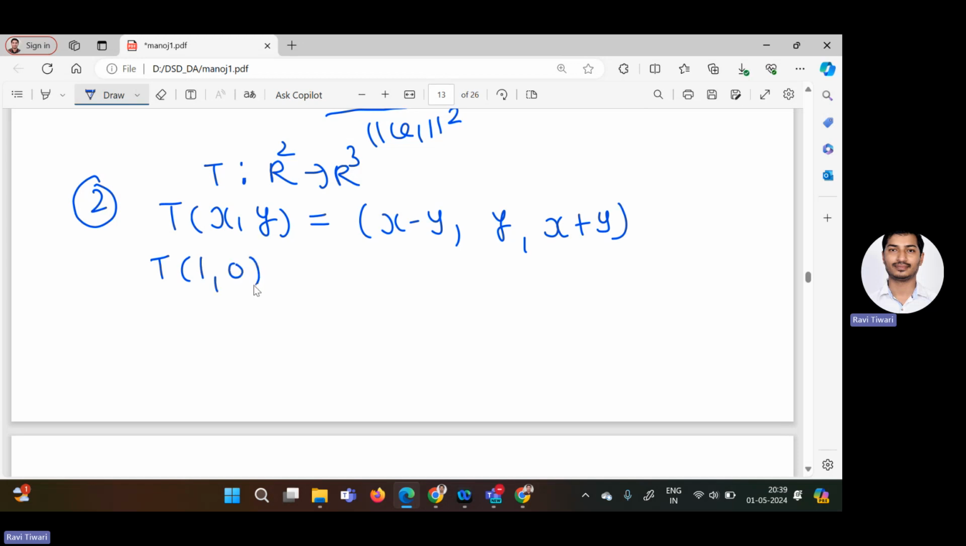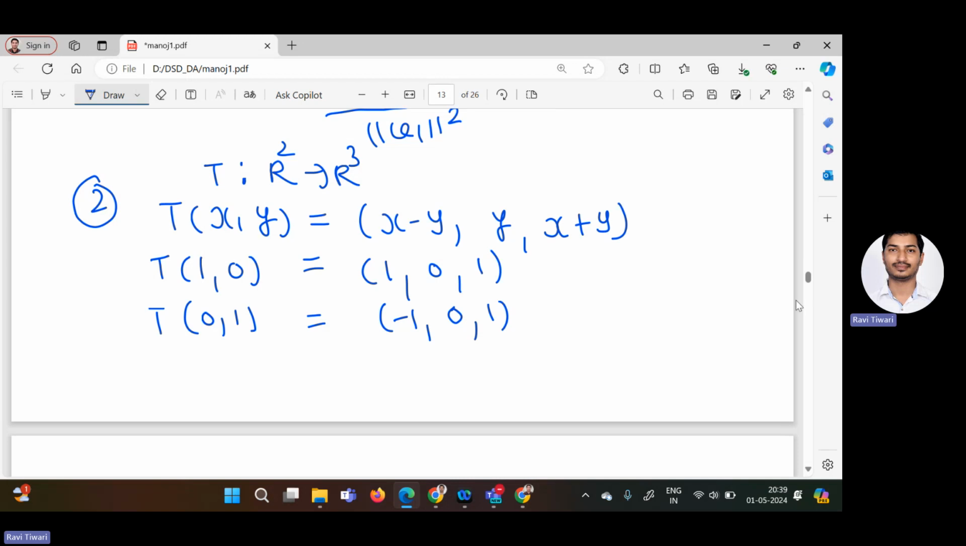What is the standard basis of R square? 1, 0. So what will be the image of 1, 0? X component 1 and Y component 0, so we get 1, 0, and 1. Second, what is the second standard basis of R square? T of 0 comma 1: X component 0 and Y component 1. So you will get minus 1, 0, and here X plus Y gives 1. So next, what to do?